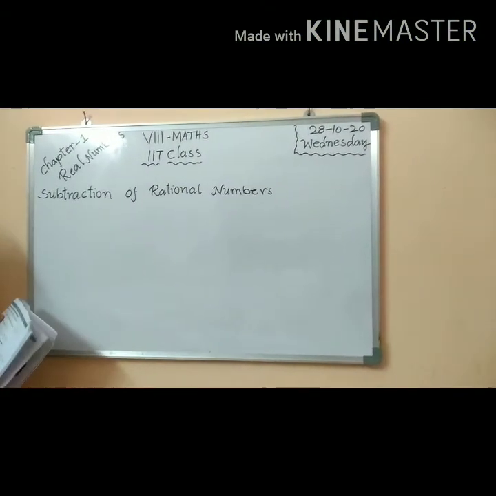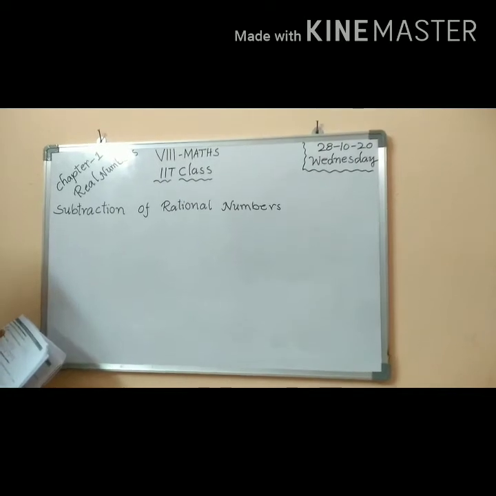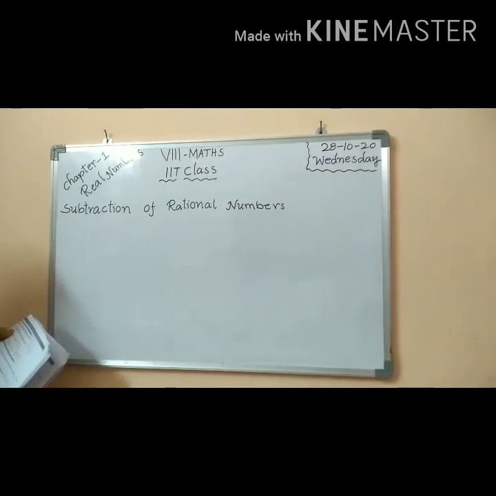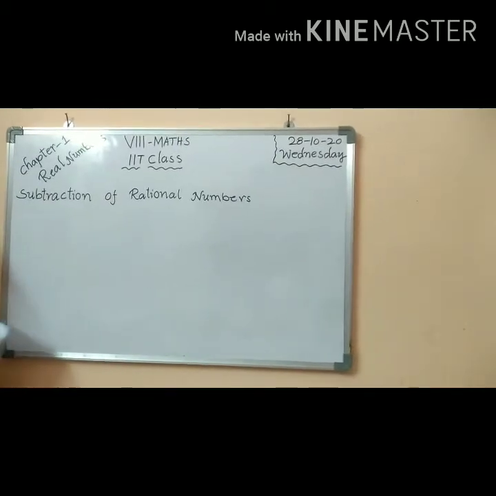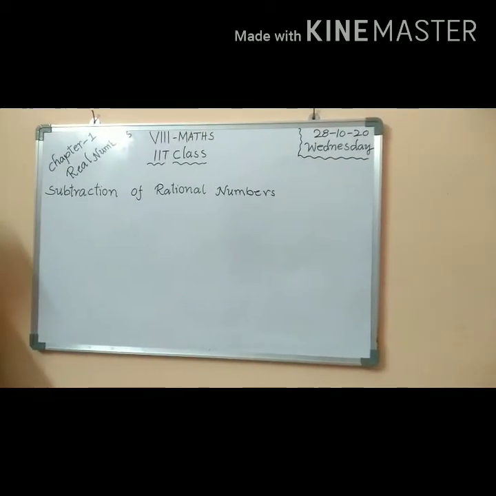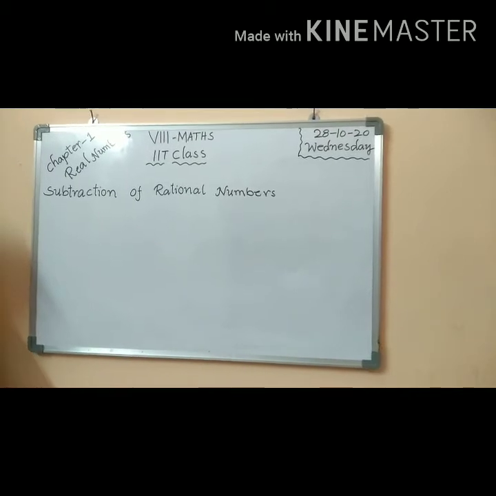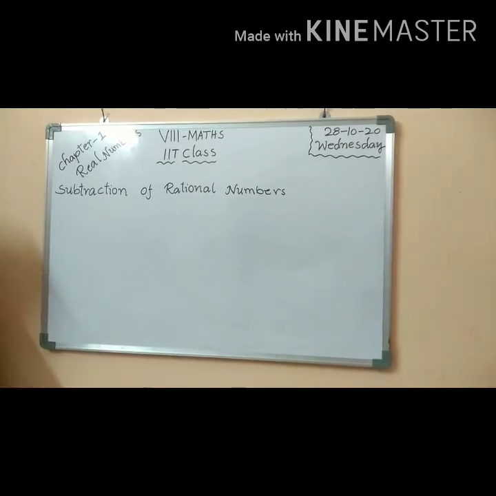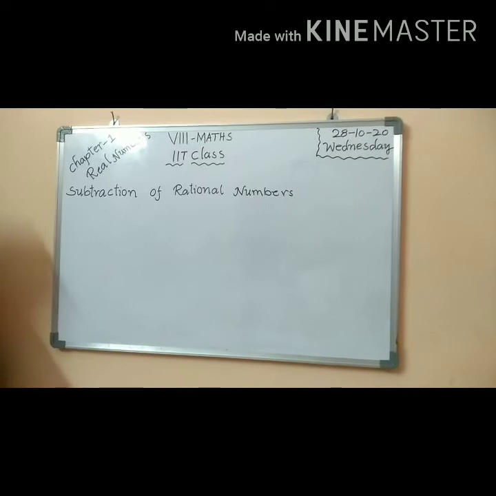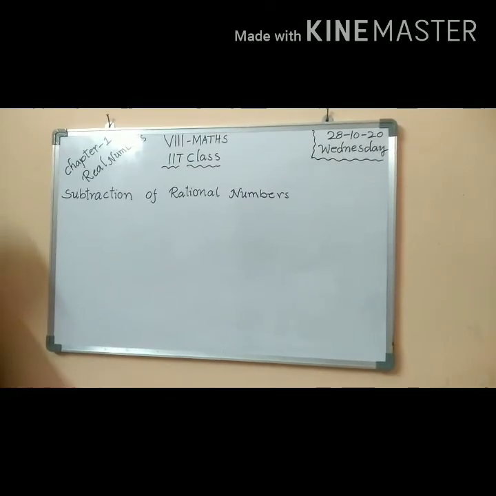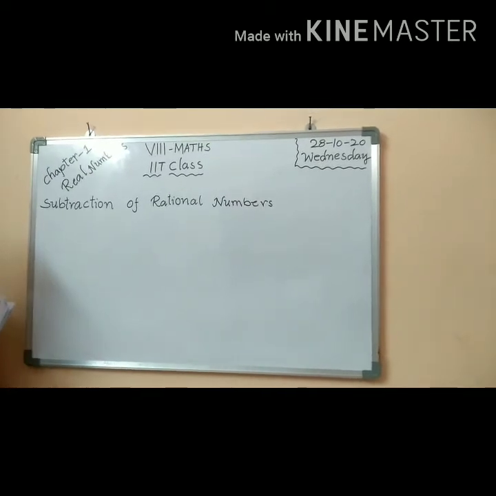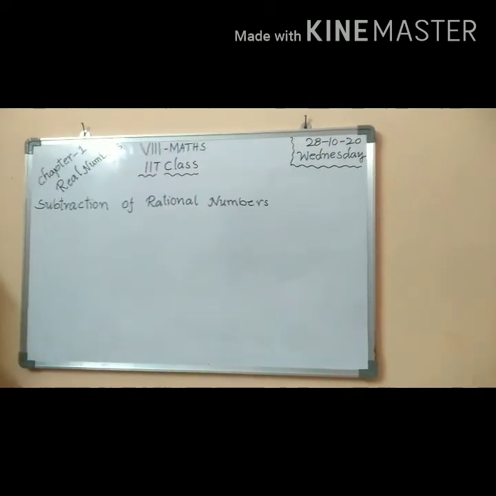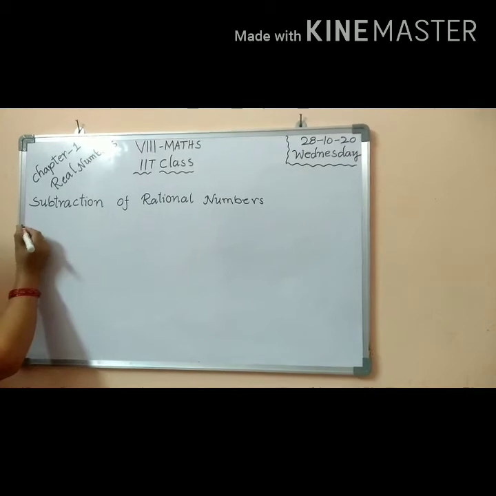Good morning children. Today is IIT Maths class. In the previous class, the addition properties were completed: closure property, commutative property, associative property, and identity law. Today's next topic is subtraction of rational numbers.